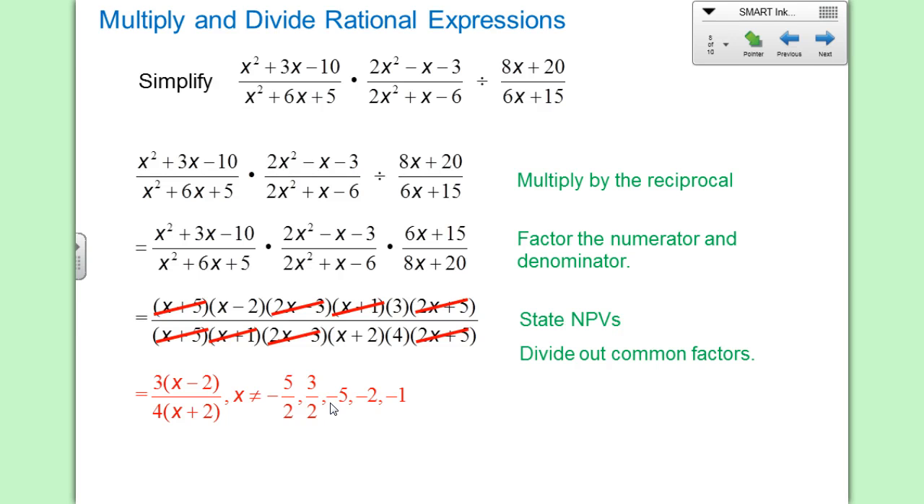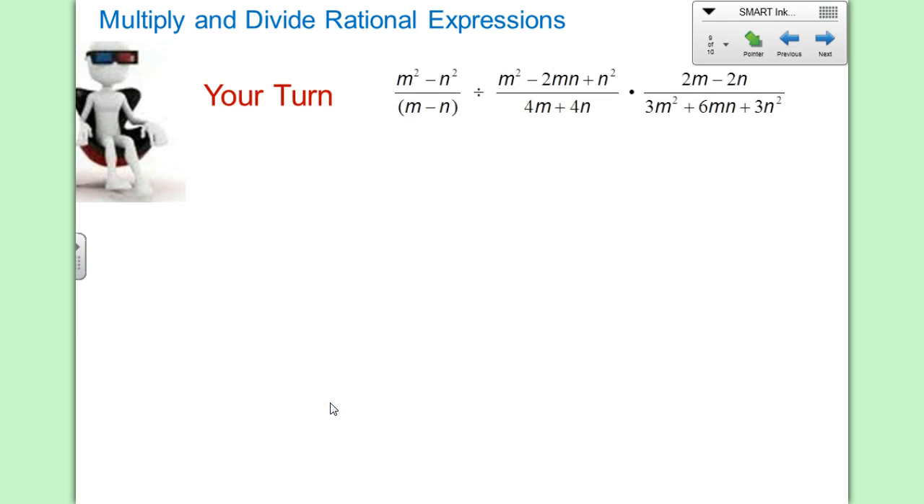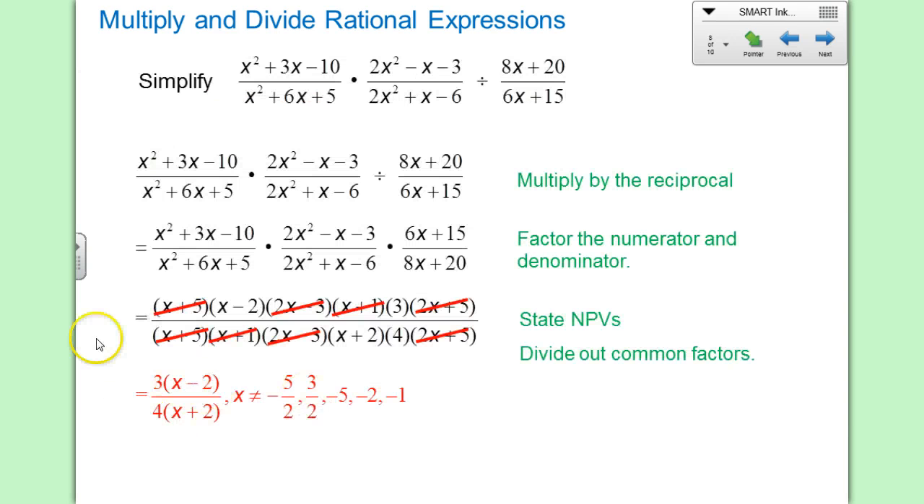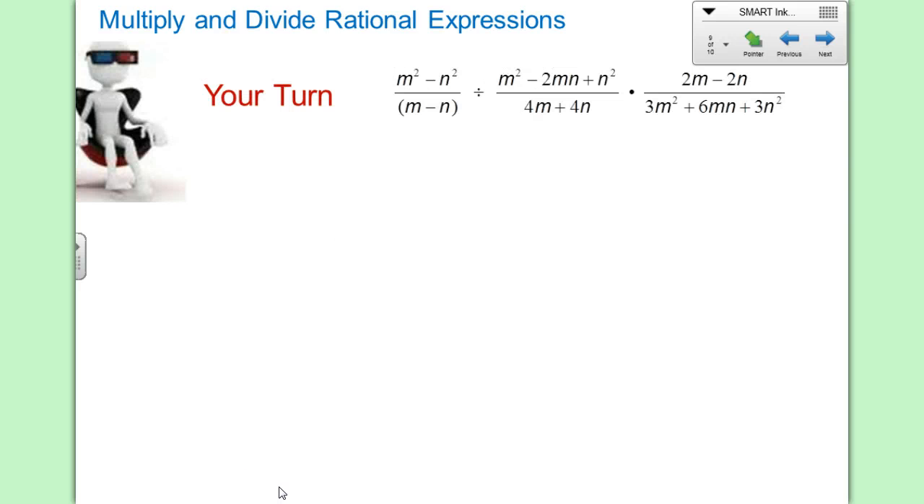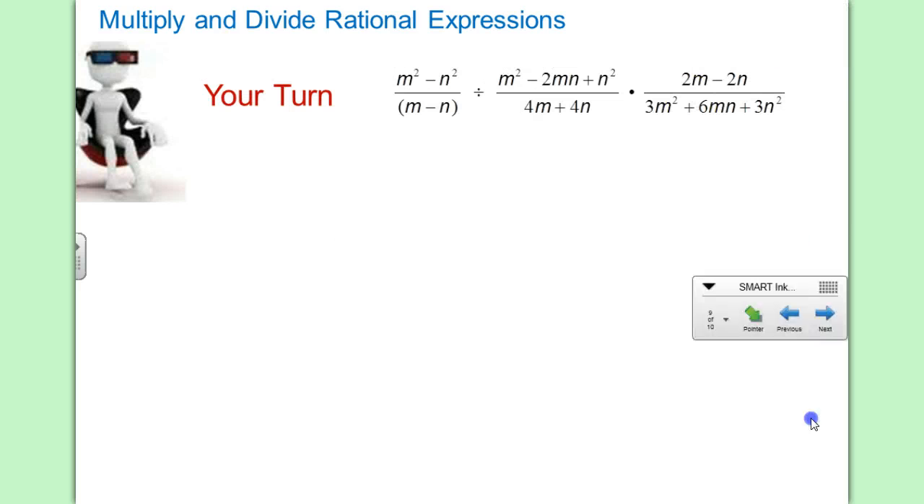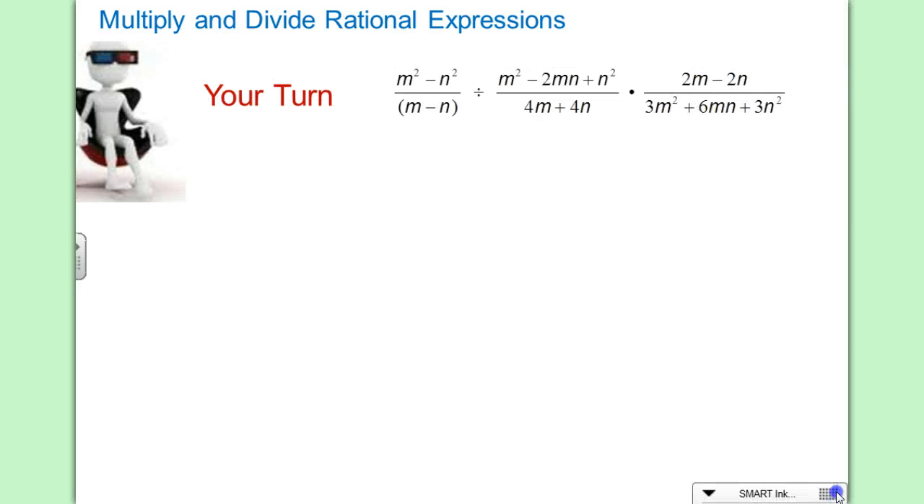You blow up the common factors, and that's your simplified version. It's factoring and blowing stuff up, maybe multiplying by the reciprocal. Your turn for sure now. So please don't be a spectator. I want you to pause the recording and do this yourself.